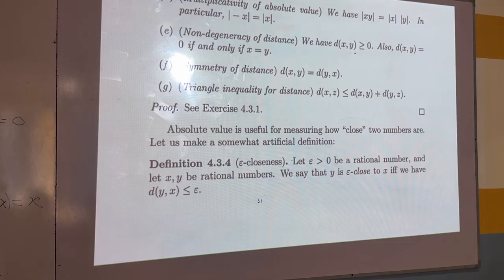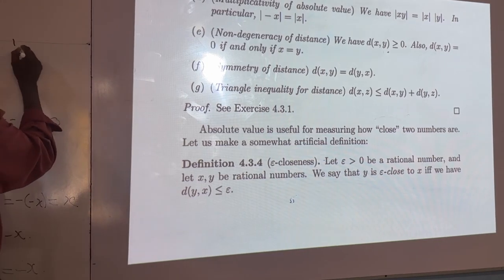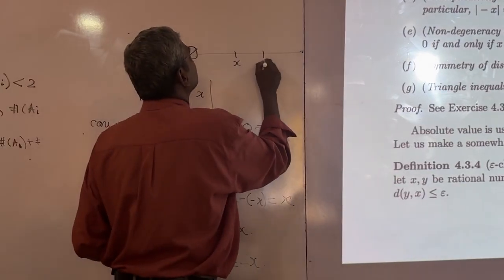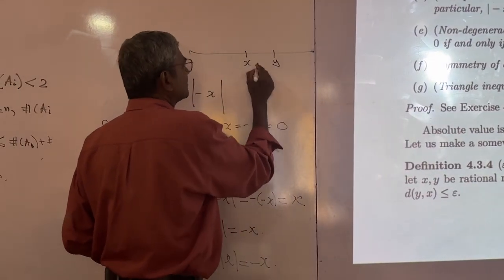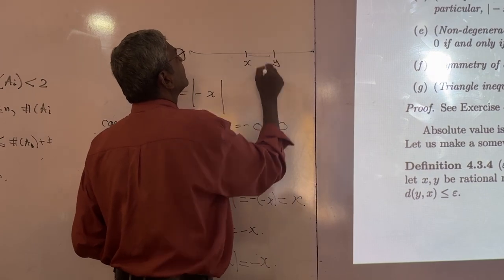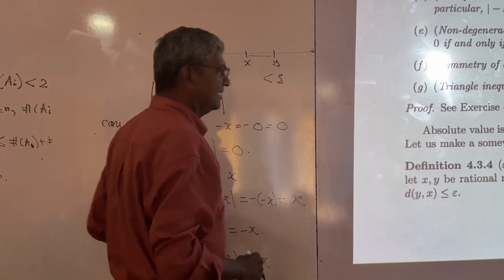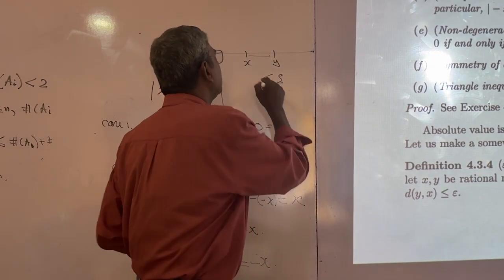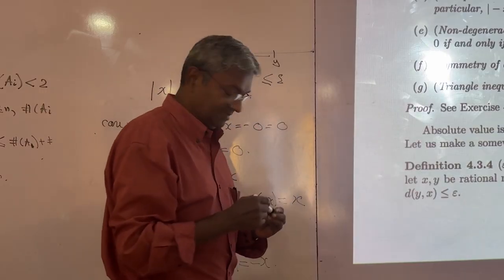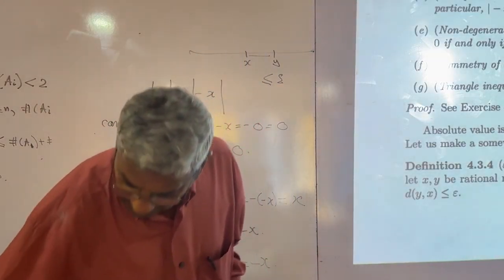We say that y is epsilon close to x if and only if we have d(y, x) less than or equal to epsilon. Y is epsilon close to x. He says here is x, here is y. Y is epsilon close to x means this length is less than or equal to epsilon. It doesn't matter. But anyway.